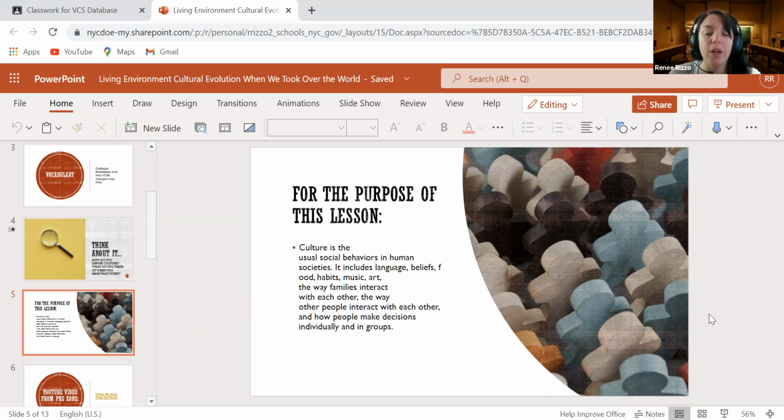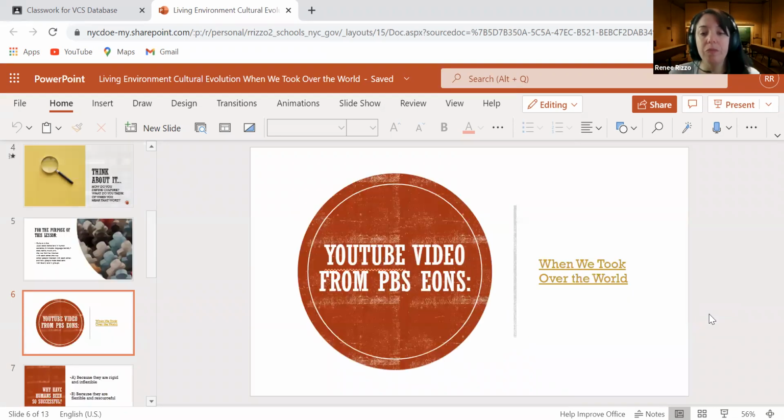You can then go into depth further and ask students to give you examples of different languages, of different cultural foods, music, of different art, and different ways of interacting. So you can see what experiences students know about with regards to culture.